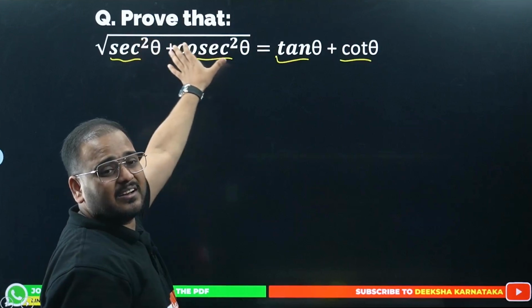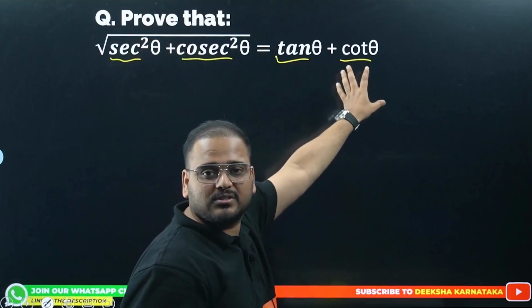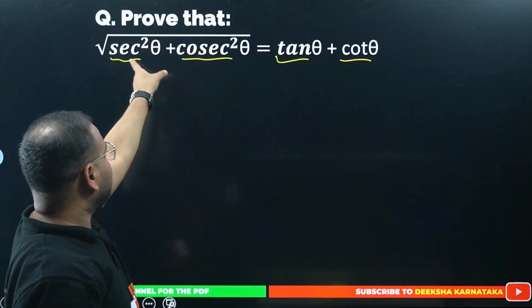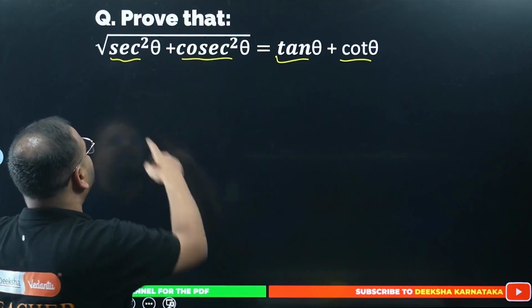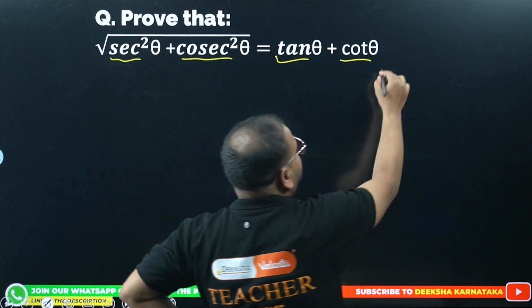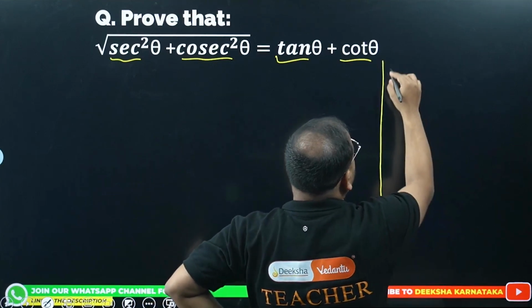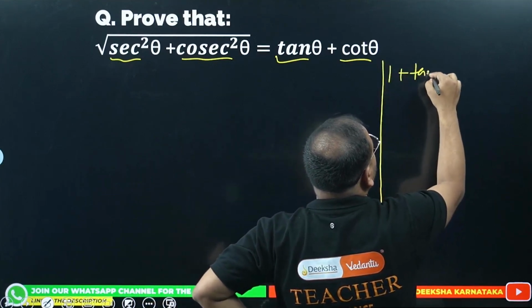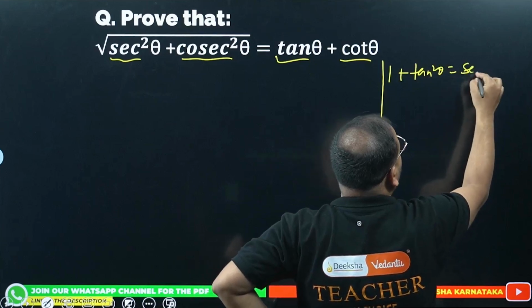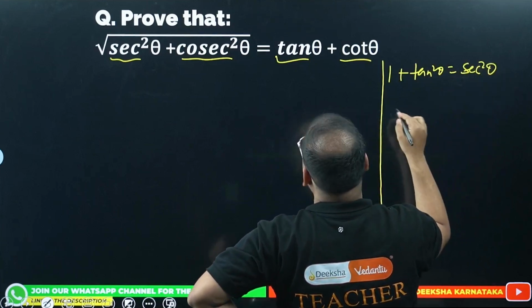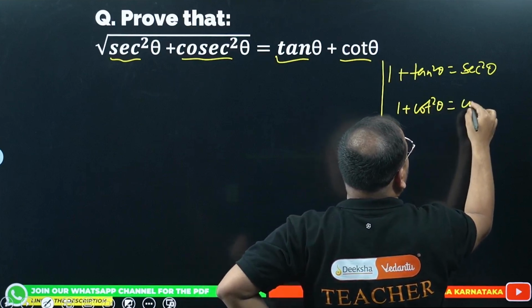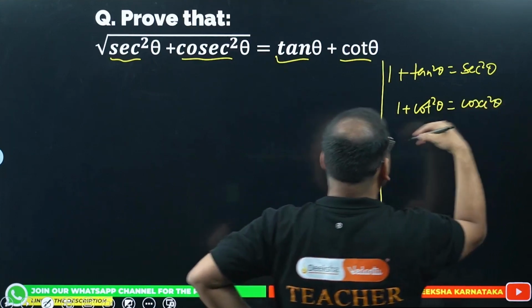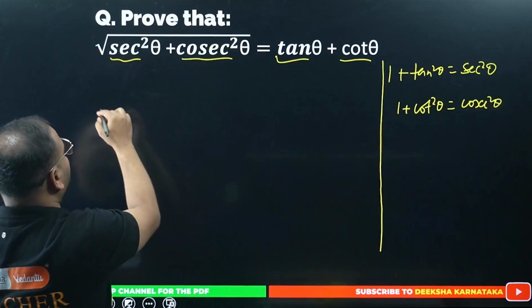So one more thing. Square and square root is there. It means this has to be made a perfect square. Let's do it. What is the identity that we have? Let's write the identity first. First one is 1 plus tan square theta equals sec square theta. Second one that we're going to use here is 1 plus cot square theta equals cosec square theta. Use both of them. Put the sec square value and cosec square value here.